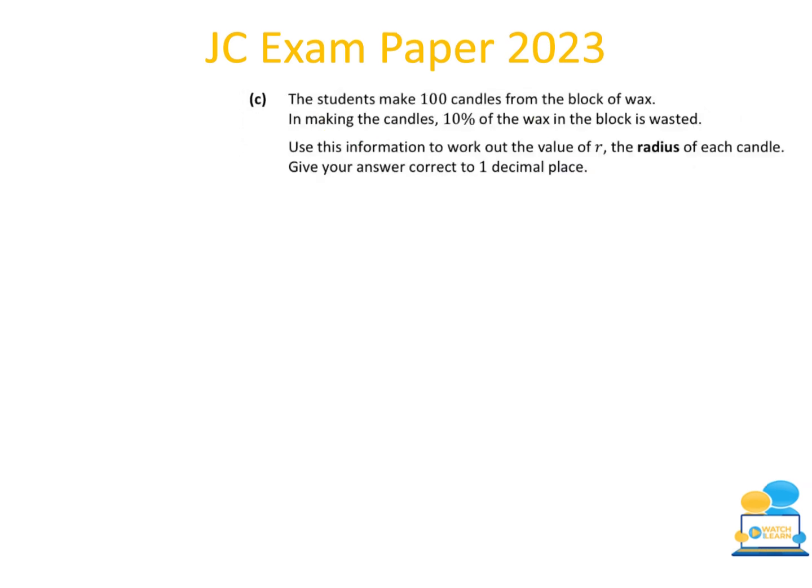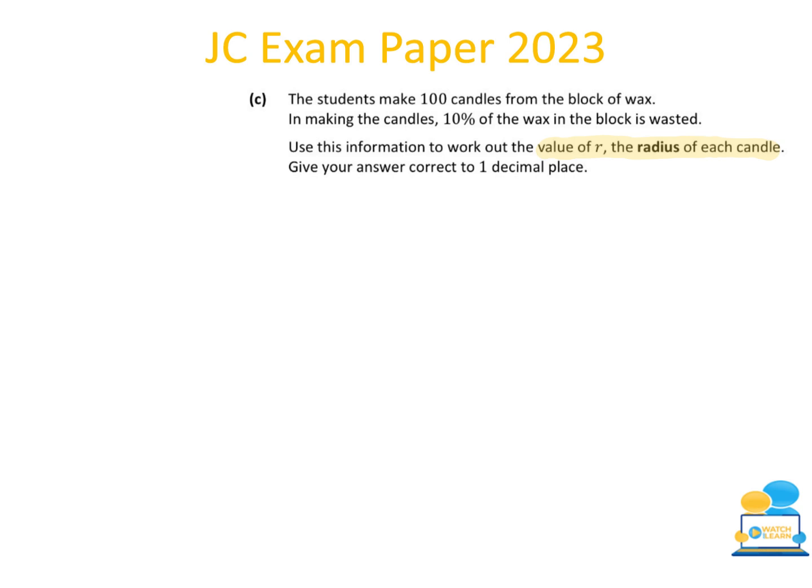Moving on to part C of this question, the students make 100 candles from the block of wax. In making the candles, 10% of the wax in the block is wasted. Use this information to work out the value of r, the radius of each candle, and give your answer correct to 1 decimal place. So this question is asking us to find out the value of r, the radius of each one of the candles that they make.